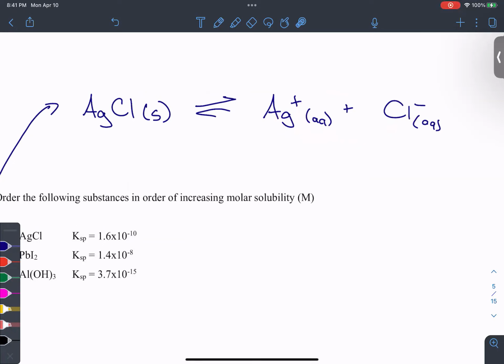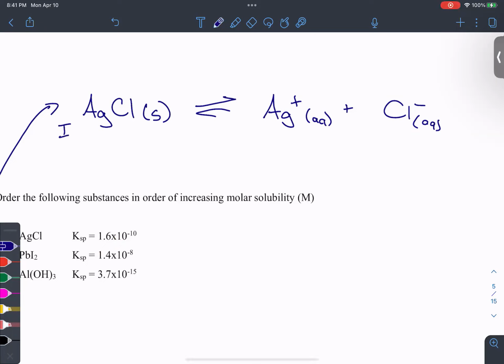So remember back, chapter 15 or 16 or whatever, if you only make a little bit of products in an equilibrium, what is your K value going to be? It's going to be real small. Is K real small? Heck yes, it is. All right. So what is solubility product?